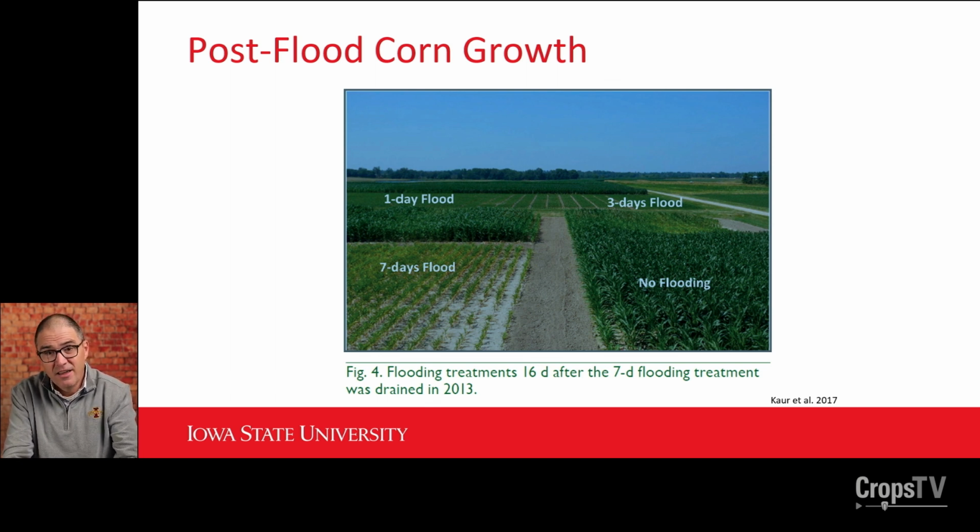And you can see, even that 1 day of flooding, you can see maybe some signs of negative impact on the crop production. Certainly we see it with 3 days and then 7 days. And this is, I should say, 16 days after that 7-day flooding treatment was drained. I think really what this illustrates is that drainage is important to keep us from having waterlogged soils, to help us with crop production.